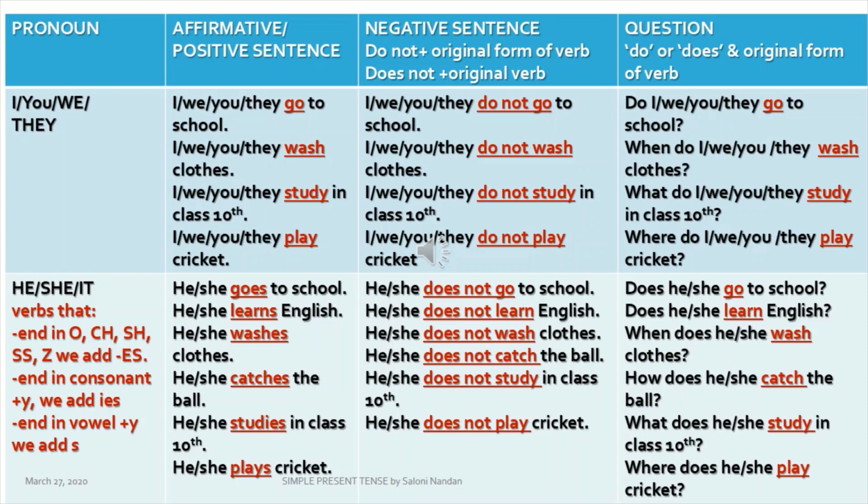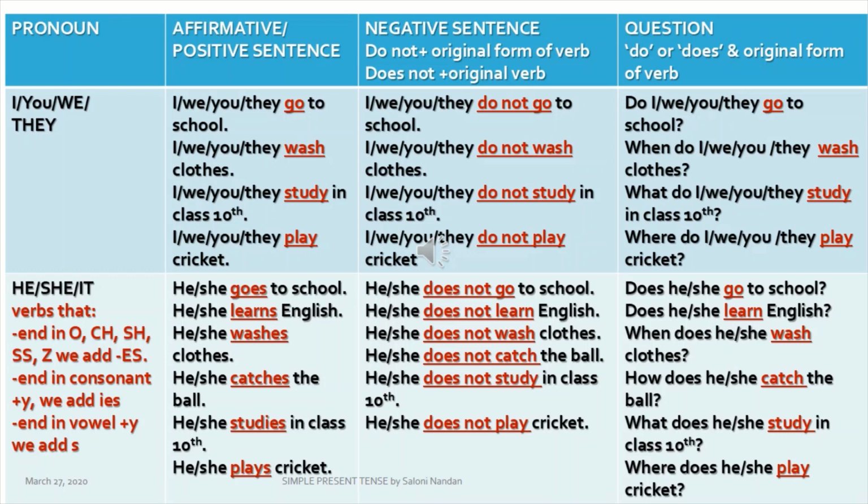Next example. I, we, you, they do not wash clothes. Do not plus wash, original form of the verb, clothes. I, we, you, they do not plus study in class 10th. Next example. I, we, you, they do not plus play, the original form of the verb, cricket.